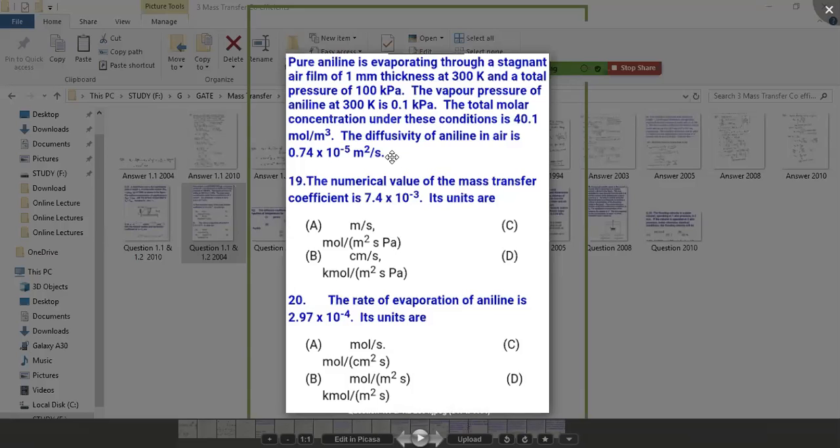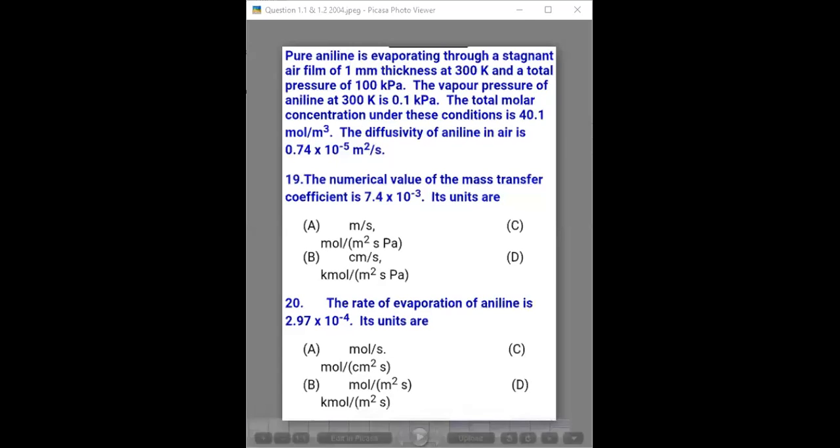So let me tell you the hint. What are the things given? They have said that you are given the mass transfer coefficient K value, equal to 7.4 multiplied by 10 raised to minus 3, and they ask us for the unit of K. Now K is equal to DAB divided by the thickness of the film.